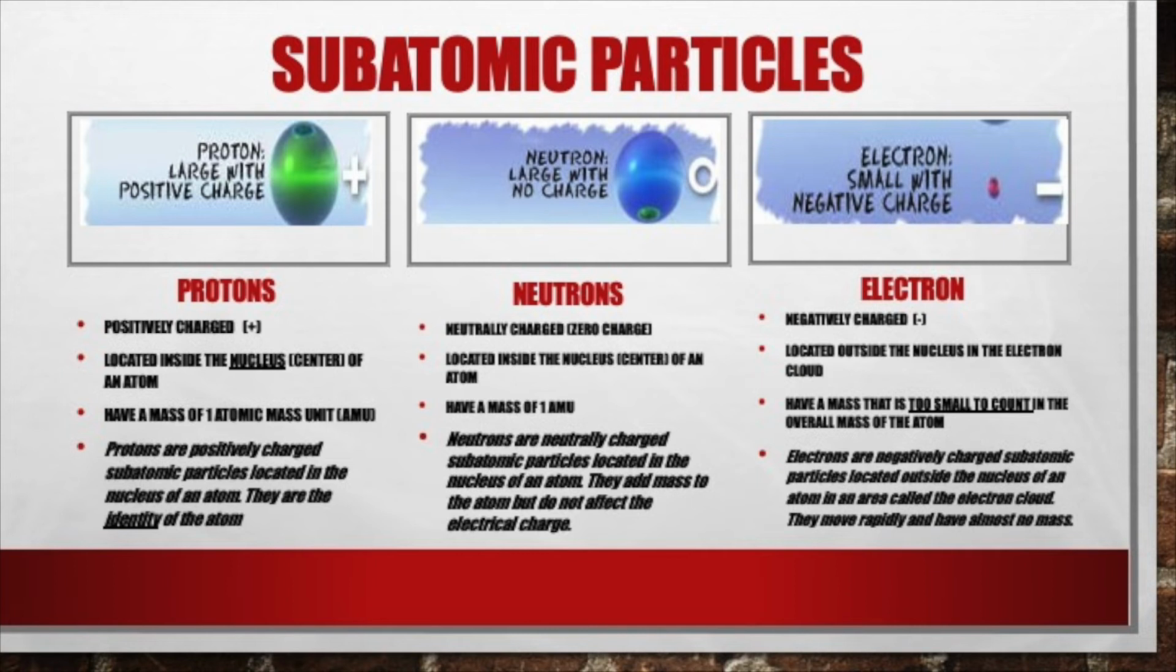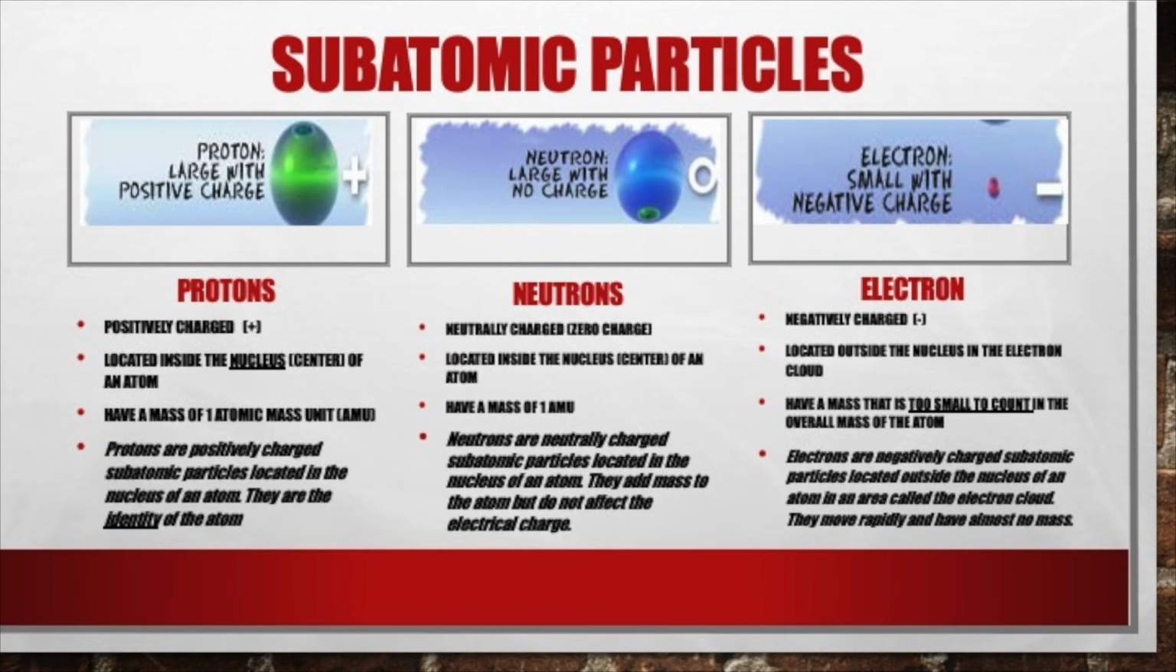Finally, we have the electrons. The electrons have a negative charge. They're located outside the nucleus in the electron cloud, and they have a mass that is too small to count in the overall mass of the atom, so we don't even look at them when we start calculating the mass of atoms. They are negatively charged, and they reside in an area we call the electron cloud. Hopefully you remember that from yesterday. They move really, really fast, and they have almost no mass at all.